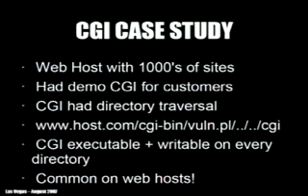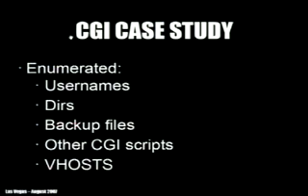After a while, we determined that all the CGI directories were executable and writable by the web server, which is good news for us. And it's actually pretty common on web hosts. So using this directory traversal bug, it turns out that we can enumerate things like usernames, directories on the server, backup files, sort of like what HD was talking about earlier, and all kinds of information that helps us get closer to getting a shell on the system.